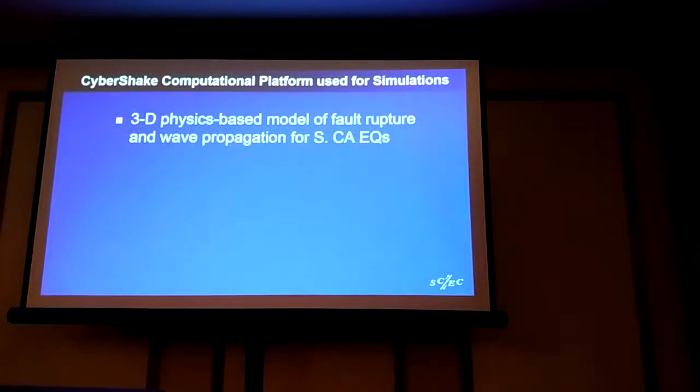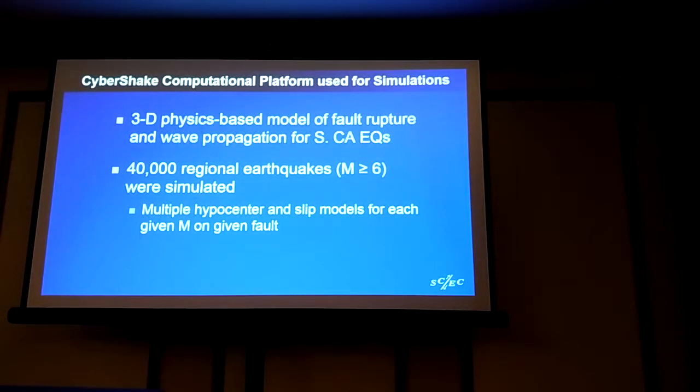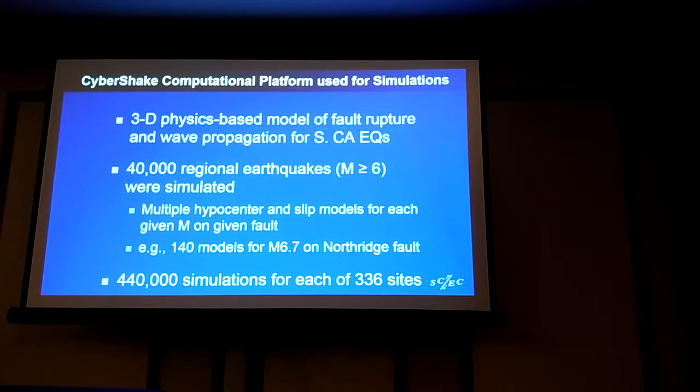As Tom explained, this is a 3D physics-based model of fault rupture and wave propagation. A few statistics here. 40,000 regional earthquakes were generated by this code, all of magnitude 6 or greater. So for each magnitude on each fault, there are multiple hypocenter and slip distribution models. And just to give you an idea of how many models were used, 140 such models of slip and hypocenter distributions were considered for a magnitude 6.7 earthquake on the Northridge Fault. All told, there are 440,000 simulations for each of 336 sites in the greater Los Angeles region.